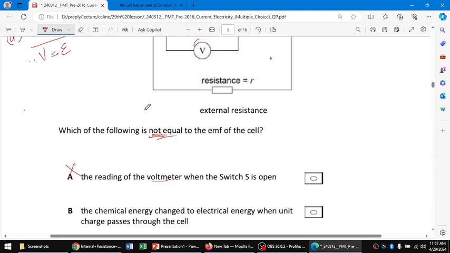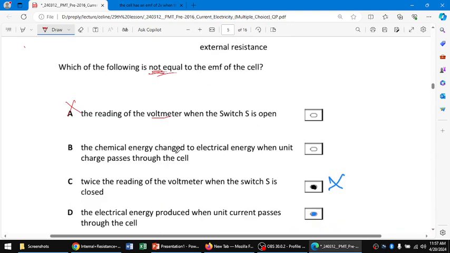Now B: the chemical energy changes to electric energy when a unit charge passes through the cell. This is also the EMF, because this is the definition of EMF: the change of chemical energy into electric energy when unit charge passes through the cell. So this is equal to the EMF, and this option is also wrong. EMF is energy per unit charge.